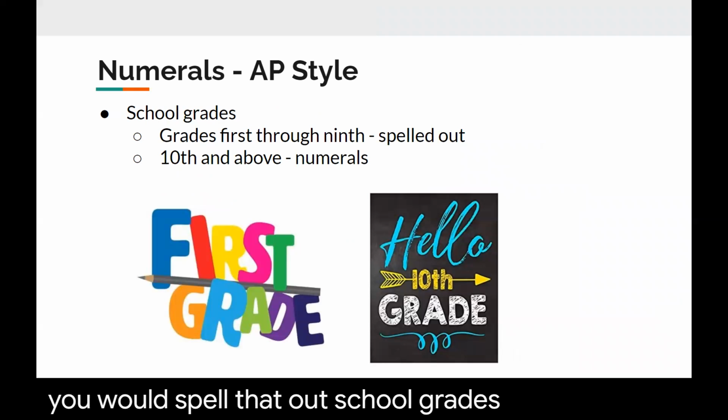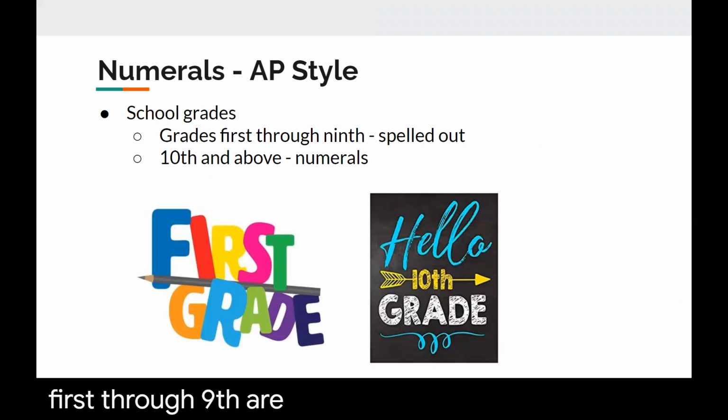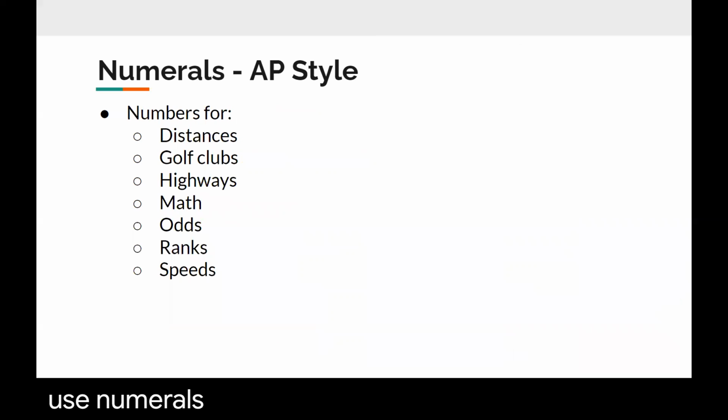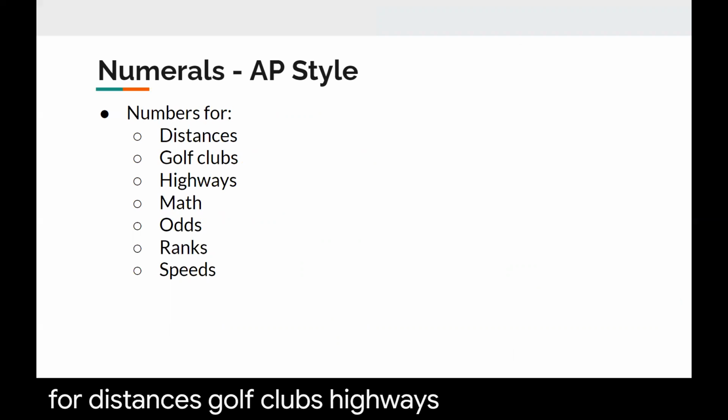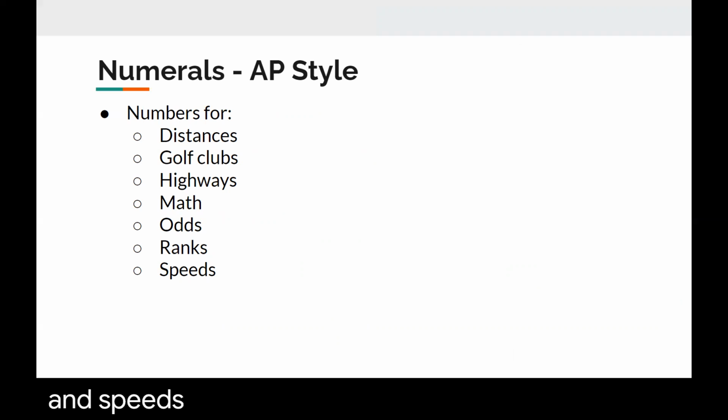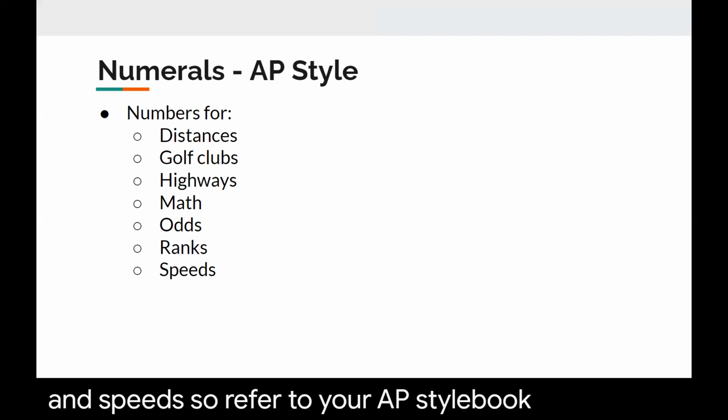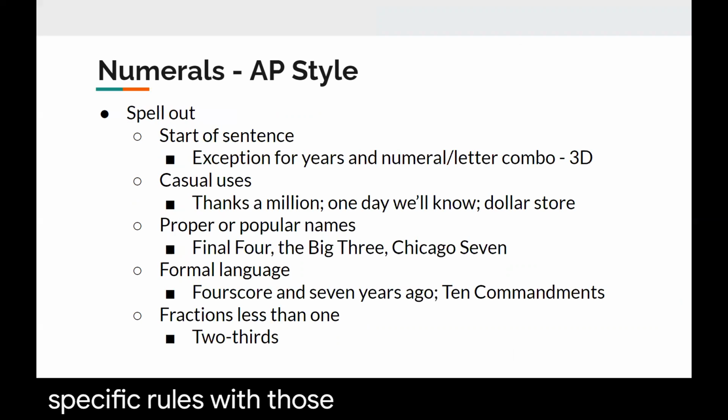School grades follow where 1st through 9th are spelled out, but 10th and above use numerals. So you will also typically use numbers for distances, golf clubs, highways, math, odds, ranks, and speeds. So refer to your AP style book about specific rules with those.